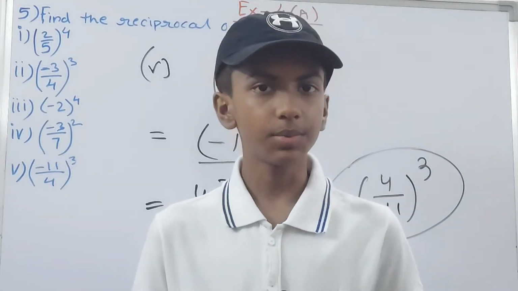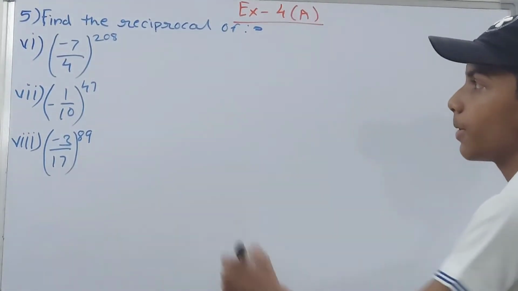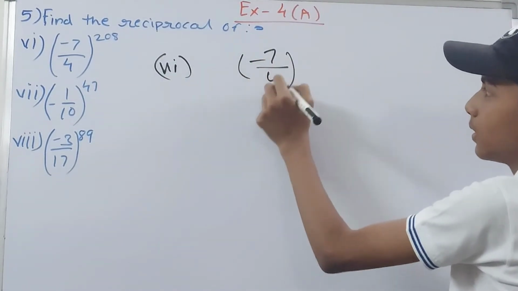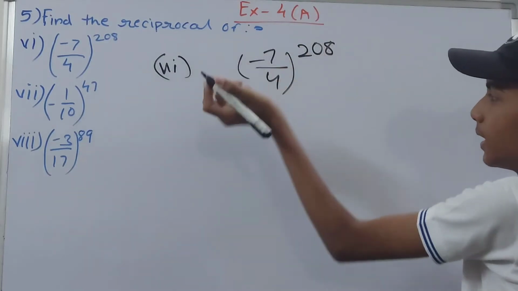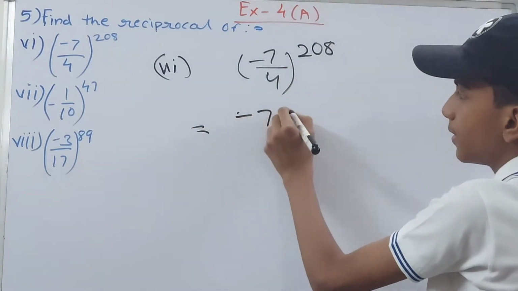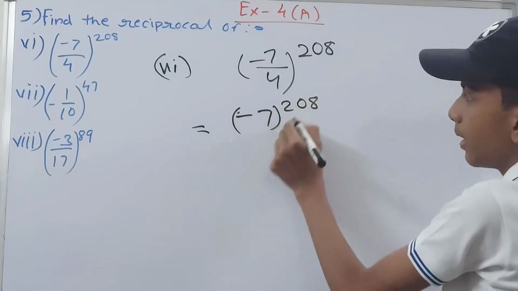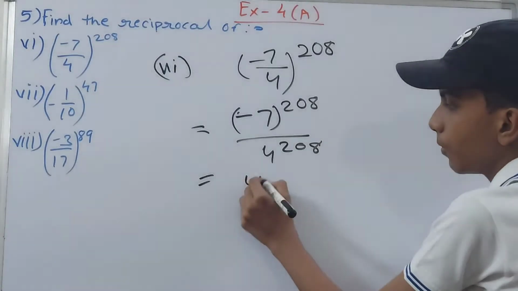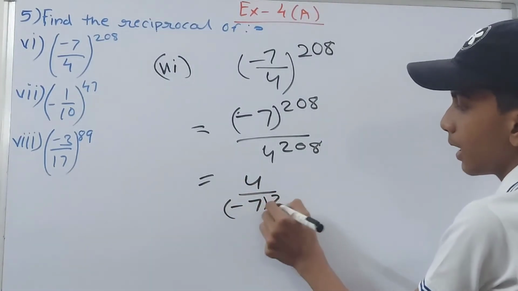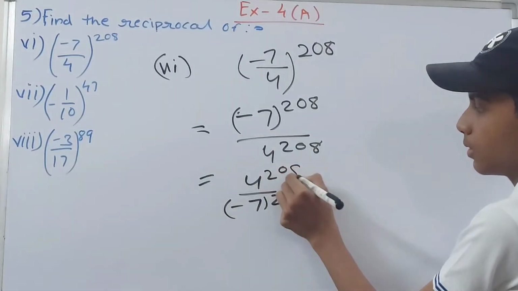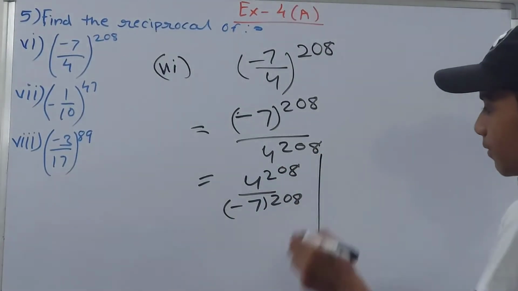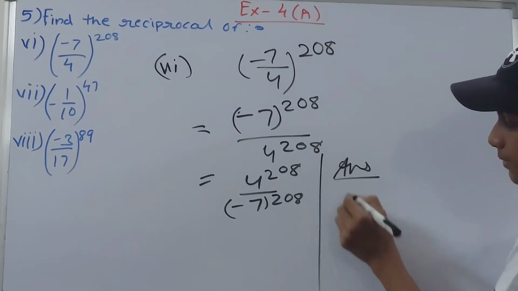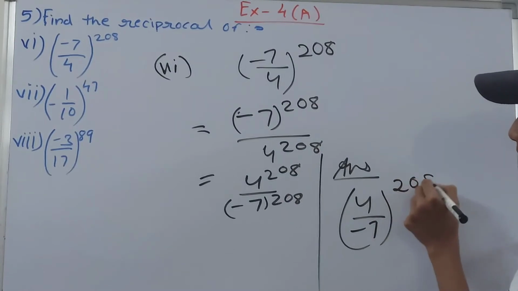Now let's move on to the next part. The next one is our sixth part, and this says we have minus 7 upon 4 to the power 208. Interchange it, so you'll have minus 7 to the power 208 upon 4 to the power 208. Again interchange now, so we'll get 4 upon minus 7 to the power 208, and this one also. So simply write it in one bracket just like we do. Our answer becomes 4 upon minus 7, to the power 208.